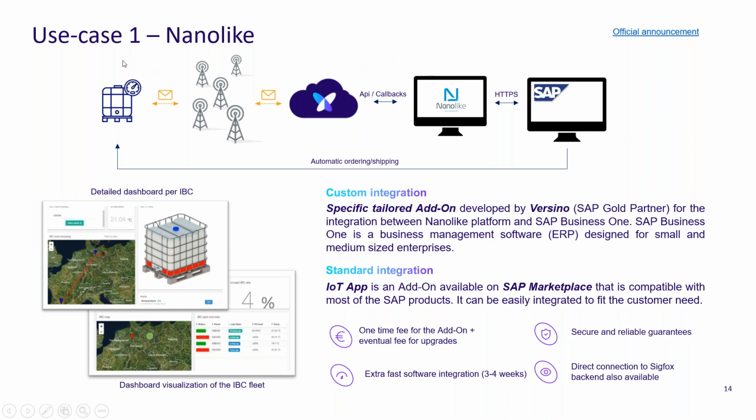So once the IBC, or once the tank, is almost empty, the device will send an alert, and then if agreed, the customer will have an automatic reordering and even reshipping of the solution to the right address, to the right spot. So that allows for a fully automated solution from device to cloud. I found it pretty interesting, and well done, Nano-like, for this.